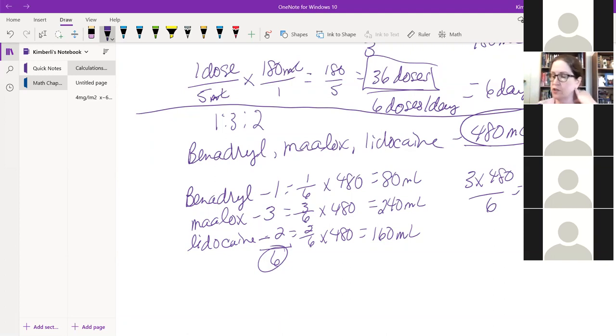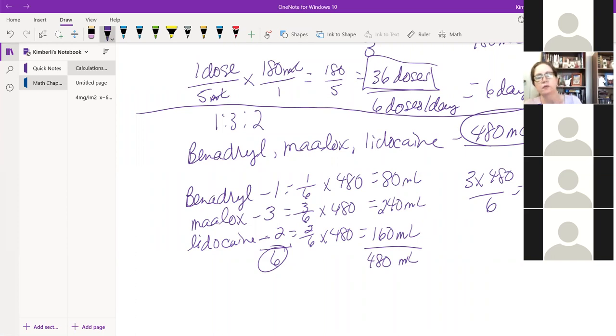Now, how do we check this? We add the mLs. 80 plus 240 plus 160. What do you guys get? 480. 480, good. Now, does this seem like it makes sense to you guys? Yes. Yeah. Okay.